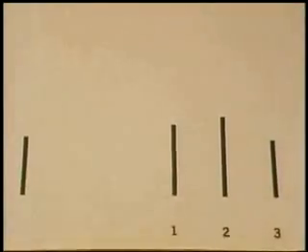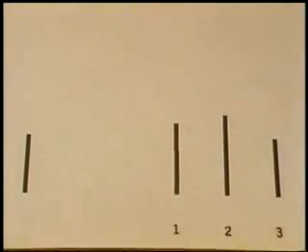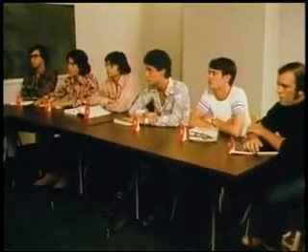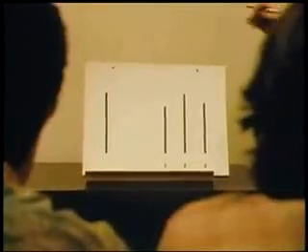Your task is a very simple one. You're to look at the line on the left and determine which of the three lines on the right is equal to it in length. All right, we'll proceed in this order. You'll give your answer. Only one of the people in the group is a real subject, the fifth person with the white T-shirt. The others are confederates of the experimenter and have been told to give wrong answers on some of the trials. The experiment begins uneventfully as subjects give their judgments.